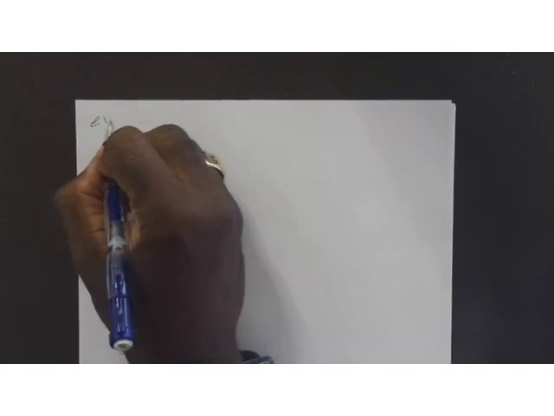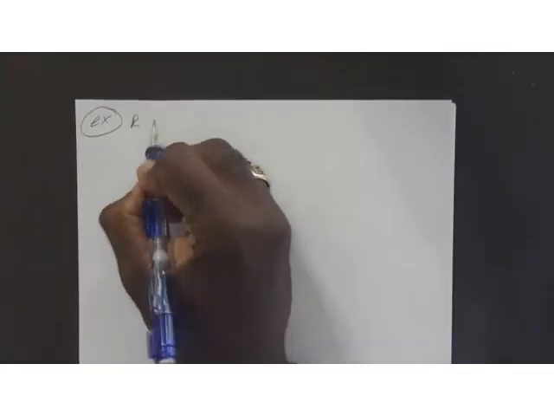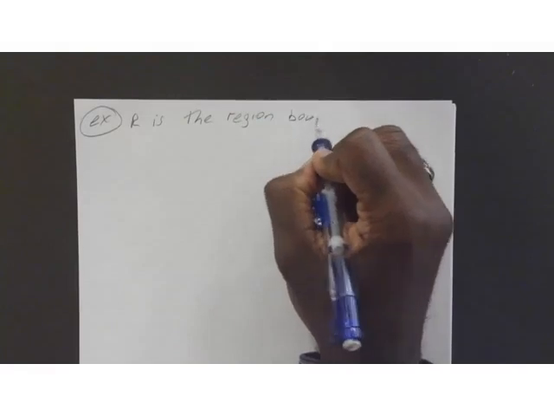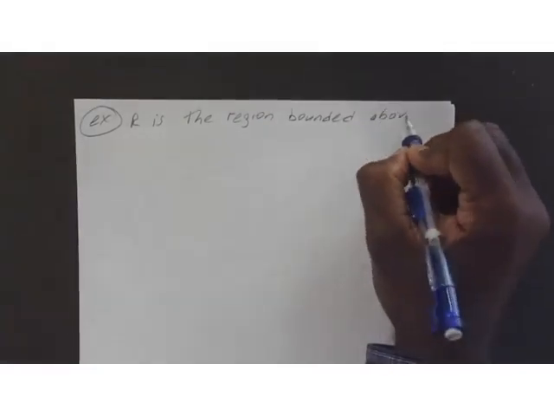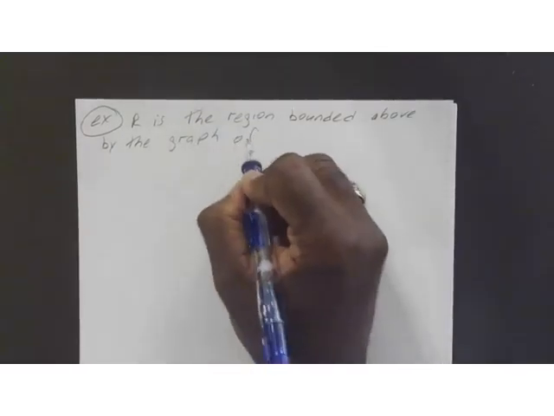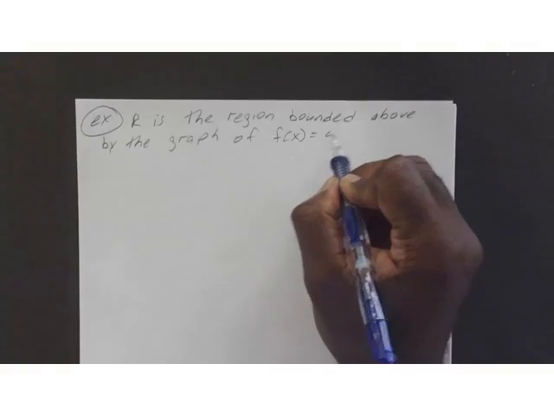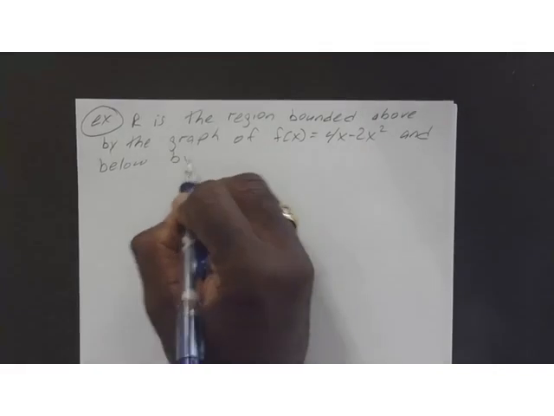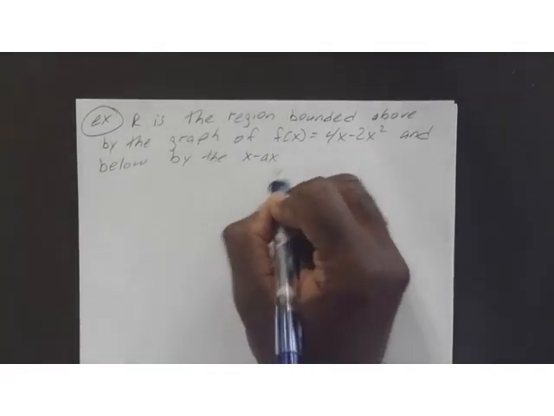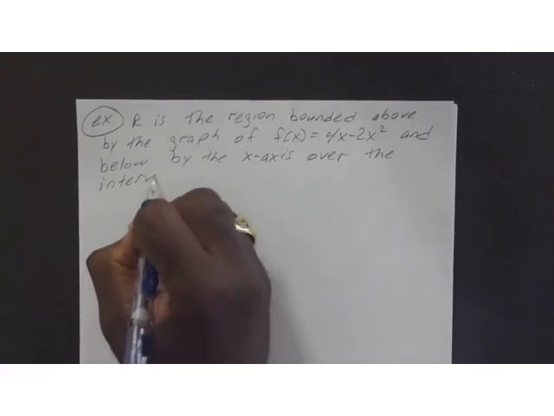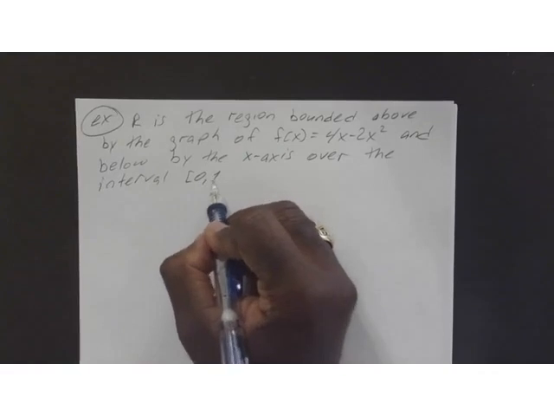So let's say, for example, that R is the region bounded above by the graph of f of x equals 4x minus 2x squared, and bounded below by the x-axis over the interval from x equals 0 to x equals 1.